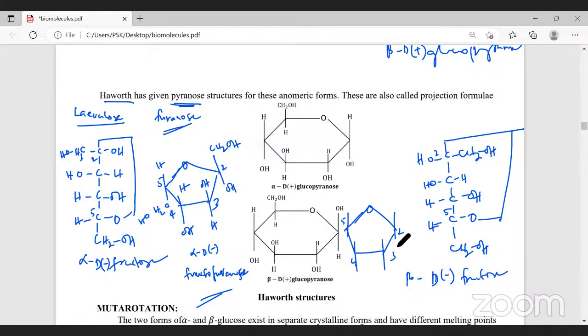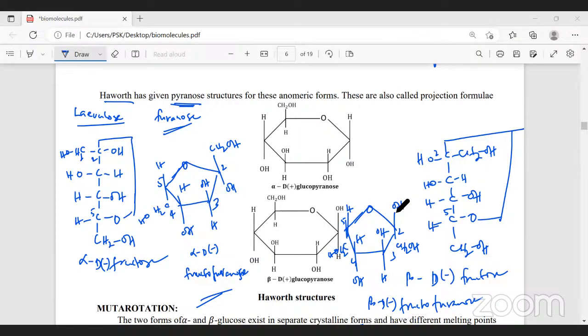Now, CH2OH on the right-hand side, so it comes to lower plane, and OH here. H, OH, OH, H. Here it is CH2OH and H. So this will be called beta D minus fructofuranose. So these are the Haworth structures of fructose.